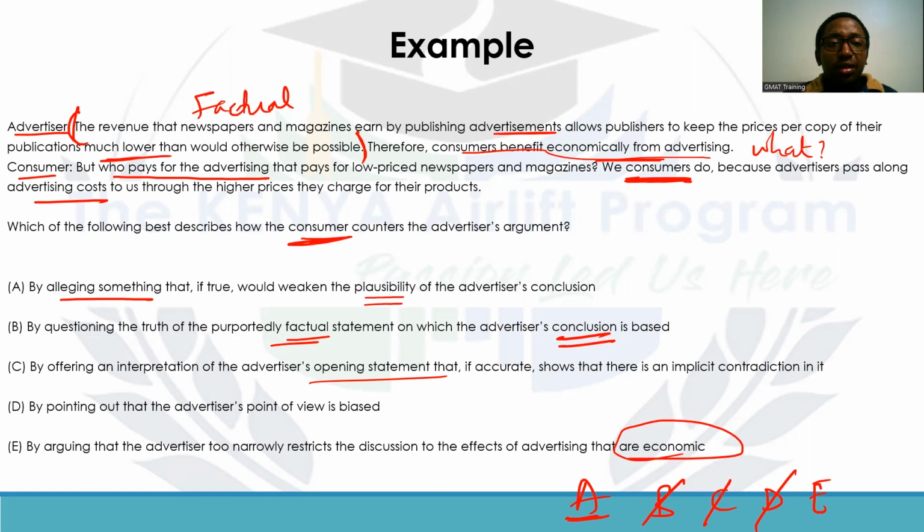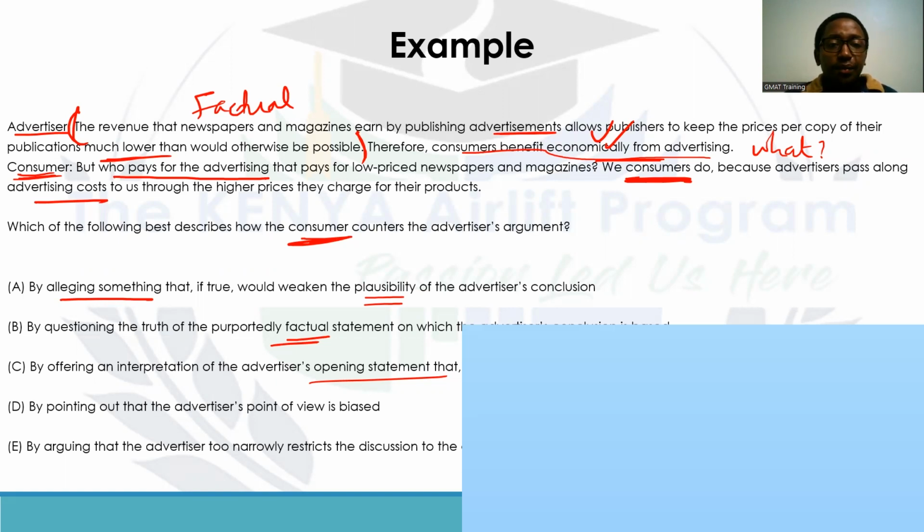So note that we see the advertiser focusing on the economical benefits to the consumer, and the consumer also focuses on the economic problems that the consumer faces due to advertising. So actually, even the consumer focuses on the economic side of advertising. So E is not correct, so it's out. And our answer is A.